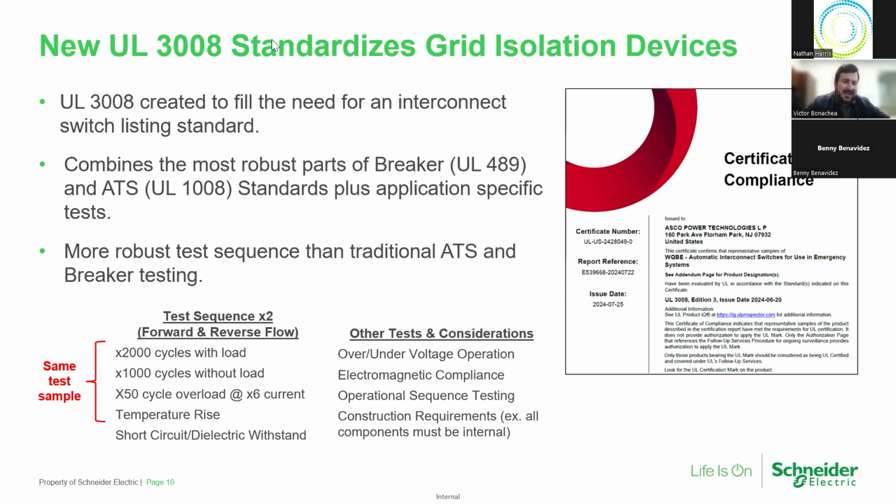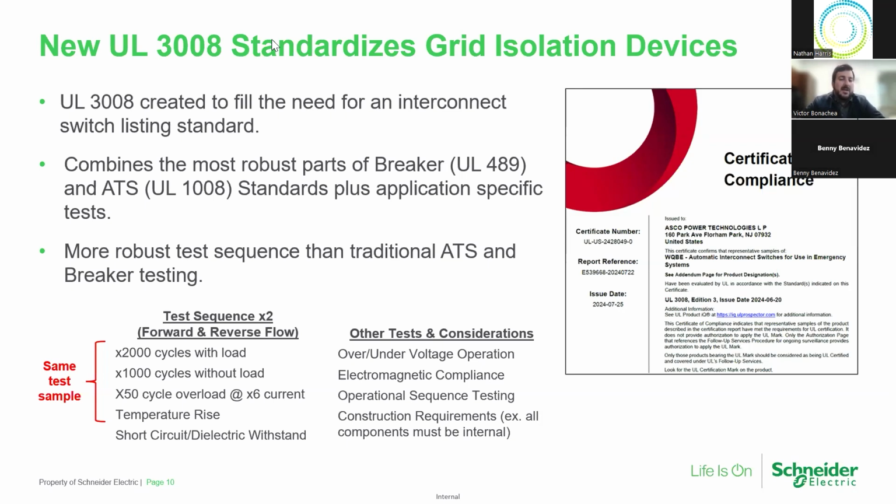But as it exists today, UL 3008 is, as I mentioned, around interconnect switches for emergency power. And it really takes two standards and kind of puts them together with a little extra special sauce. It takes UL 1008, which is the ATS UL standard, the transfer switch standard, which is obviously focused around standby power applications. And it takes UL 489, which is the circuit breaker standard out there, and takes kind of both parts of the best of both of those and puts them together.